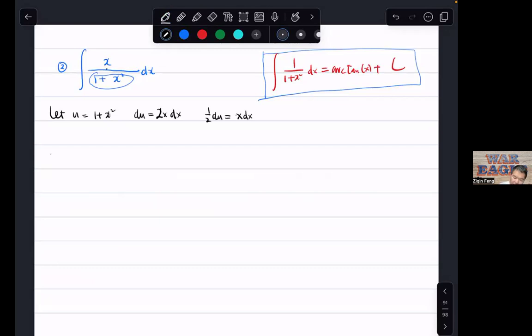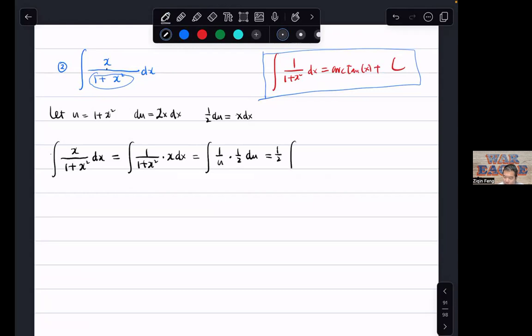So now let's try to do the substitution and figure out this indefinite integral, right? So this is equal to the integration of x over 1 plus x squared. Just try to regroup it and make our substitution easier. So this is the integration of 1 over u times 1/2 du, right? So this is 1/2 the integral of 1 over u du, right? And this is in the list of elementary functions. We know how to handle this.